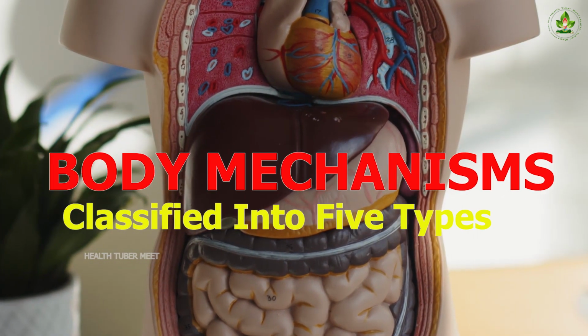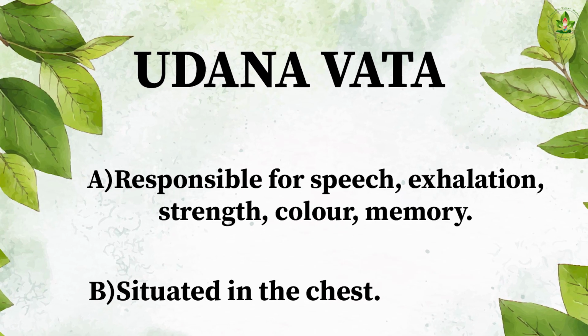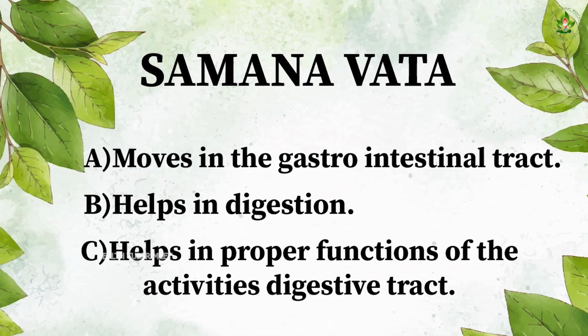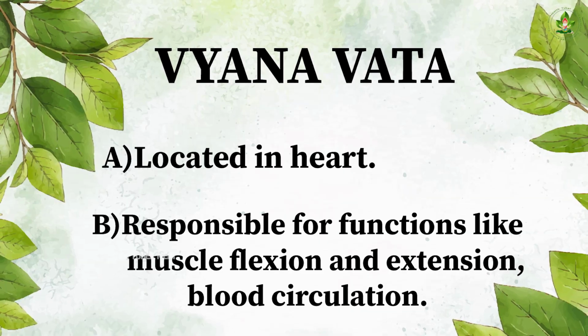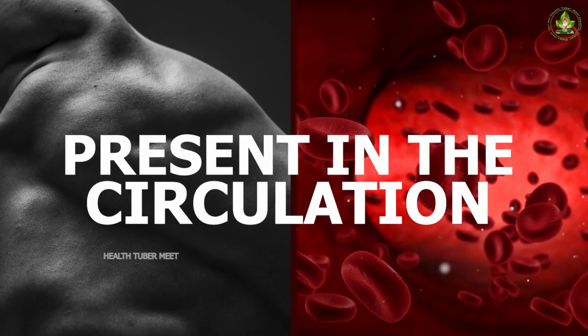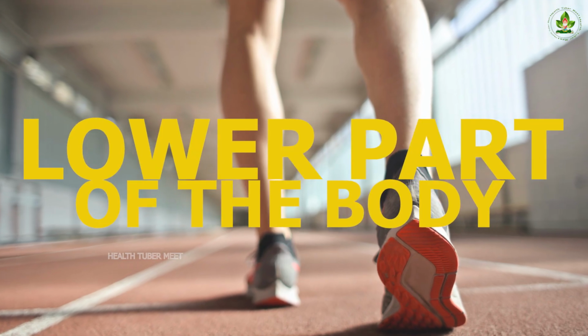It is again classified into 5 types represented in 5 places in the body. The 5 types of Vata dosha are Prana-vata, which is located in the head, Udana-vata, which is located in the chest, Samana-vata, which is located in the gut or intestine, Vyana-vata, which is present in the circulation, and the last one is the Apana Vayu, which is located in the lower part of the body, that is below the navel. Subtypes of this Vata dosha have their own assigned functions.